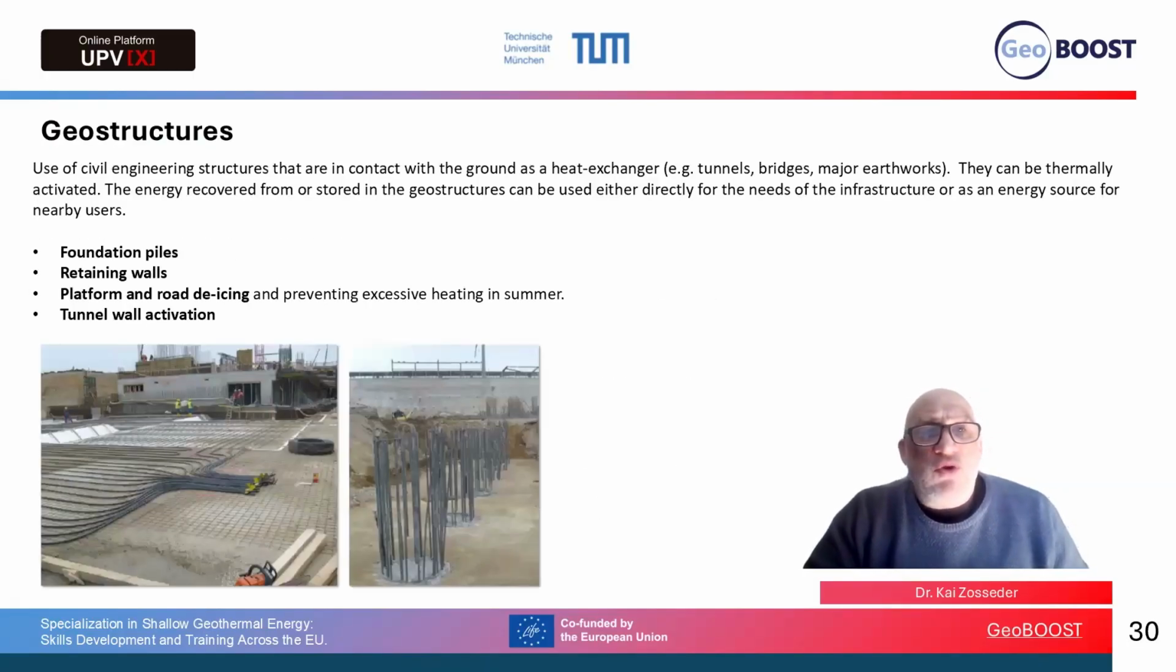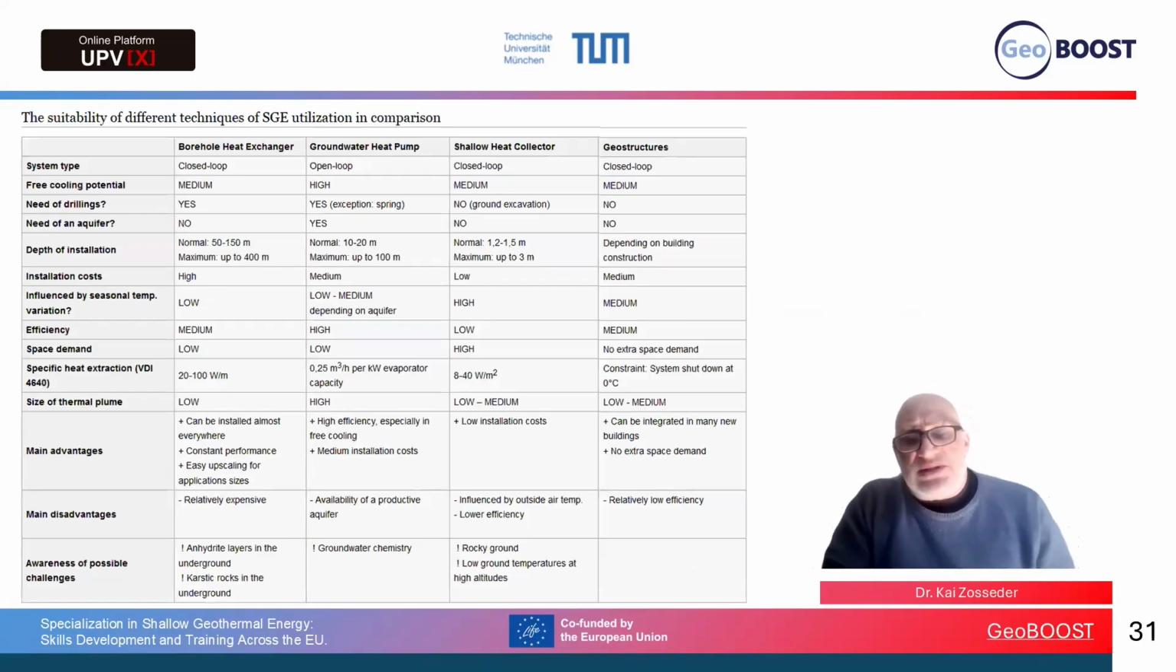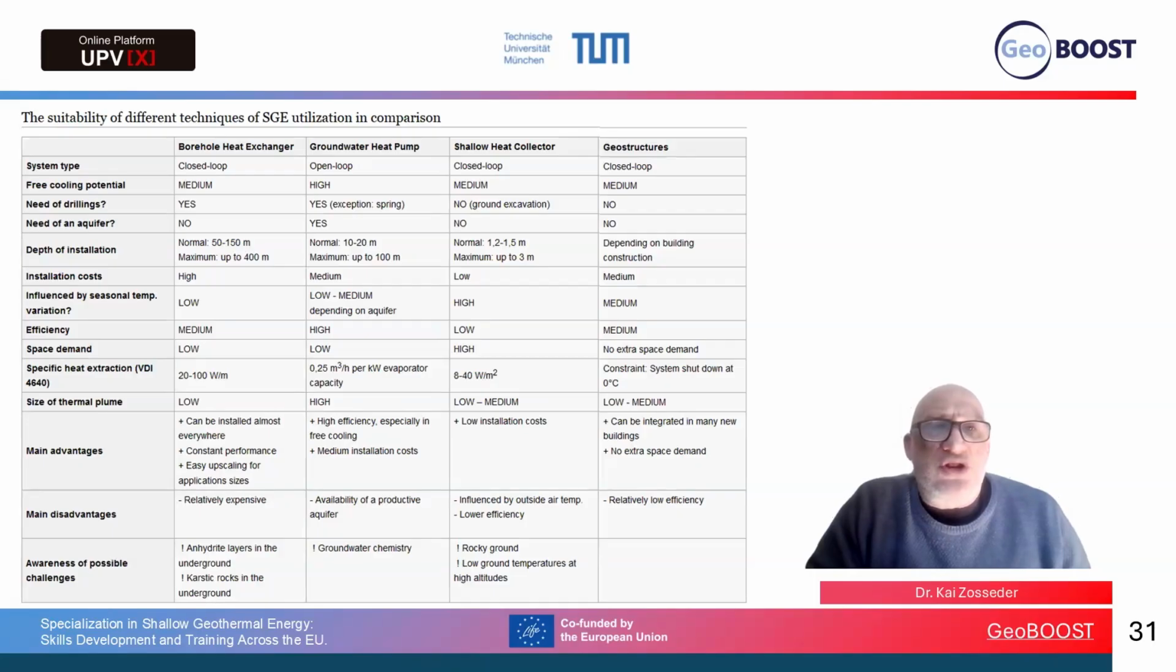So, of course, you can use a lot of geostructures. You can use foundation piles, retaining walls, platforms, road de-icing, and also tunnel walls. All of this is possible and is also used. So these are the geostructures, and at the end of this lecture, I want to show you a summary and also a comparison of the different shallow geothermal systems I showed you.